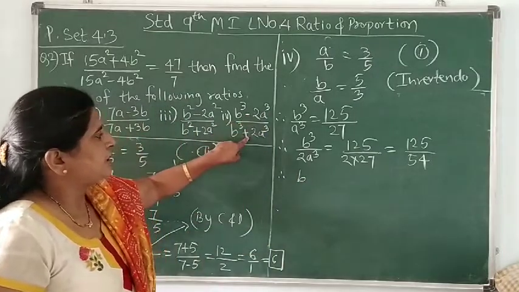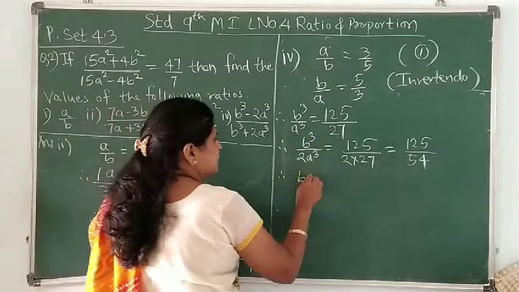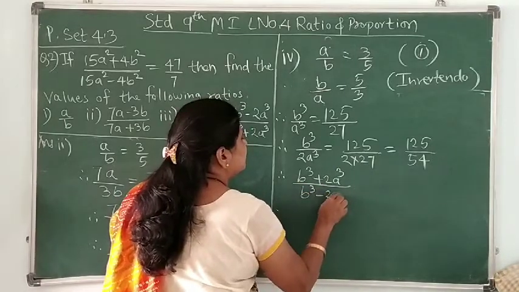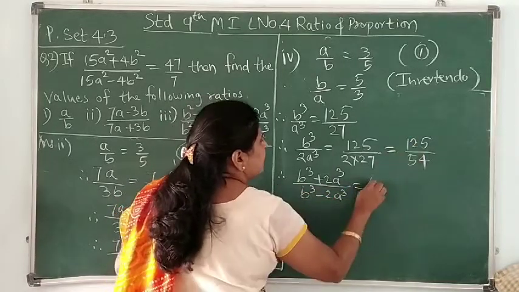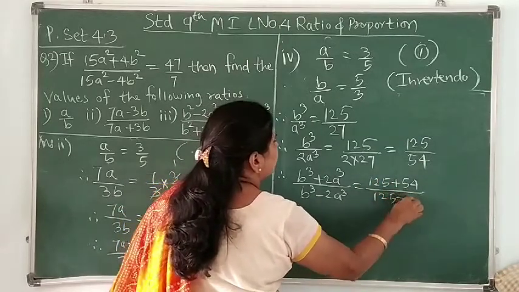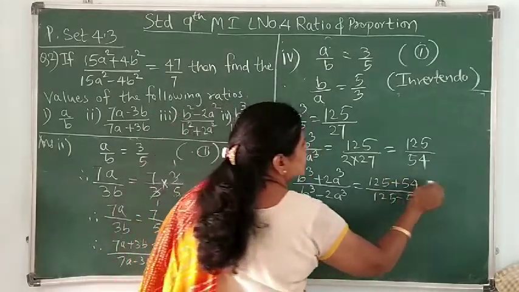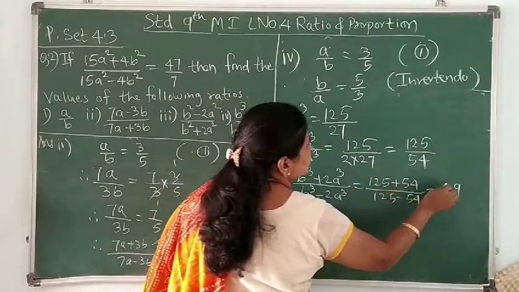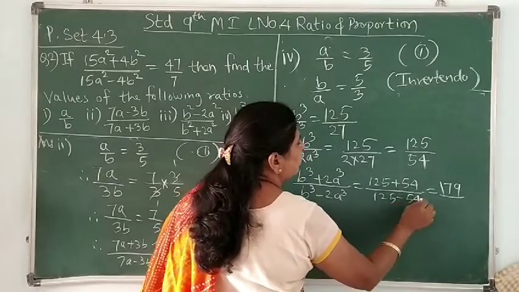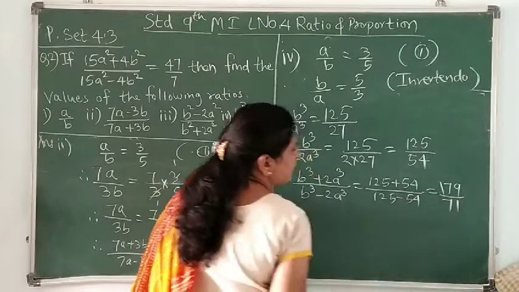Though again it is subtraction and addition, we have to do componendo and dividendo, that is numerator plus denominator upon numerator minus denominator. That's why here it is 125 plus 54 upon 125 minus 54. And what calculation can you do here? The addition is going to be 179, and 125 minus 54 is going to be 71.